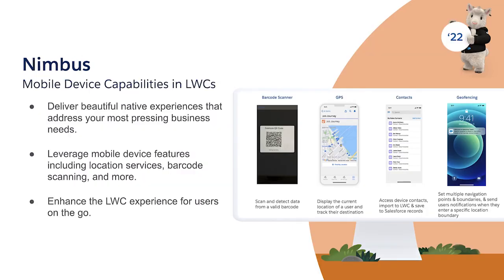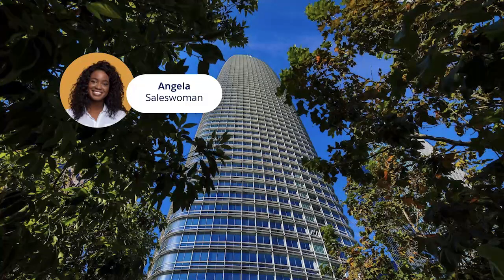Introducing Nimbus, Salesforce Platform's new feature that brings native device capabilities to Lightning Web Components. With Nimbus, you can enable users to take advantage of the features built into their mobile devices, including location services, barcode scanning, and so much more. Nimbus plugins are delivered from the web, so they are desktop ready, but are only activated when used from a mobile device. Let's take a look at Nimbus in action to better understand the benefits to your end users.